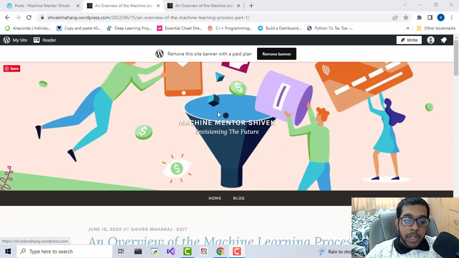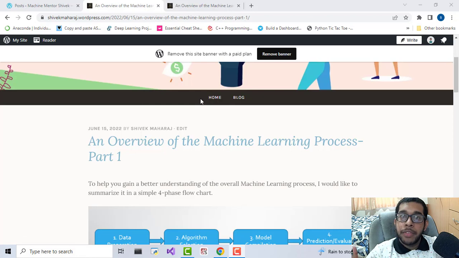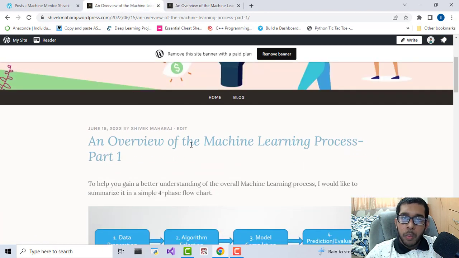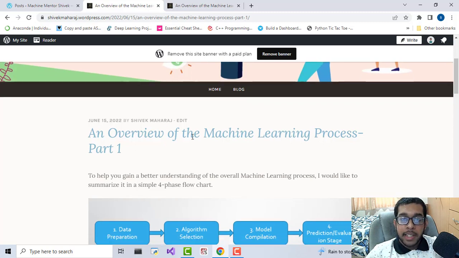In this video, we are going to look at an overview of the machine learning process. As you can see, I have this split up into two articles, so we will cover both in this one session. Okay, so let's get started.